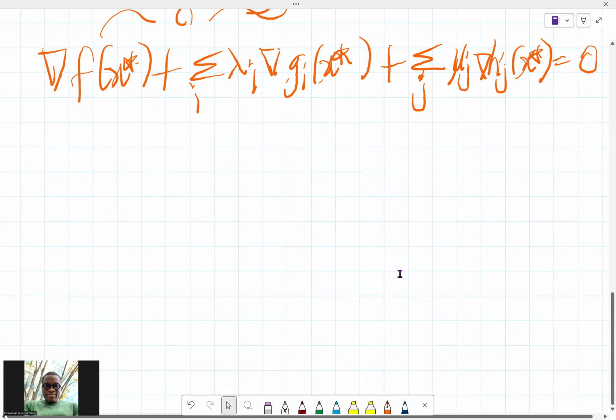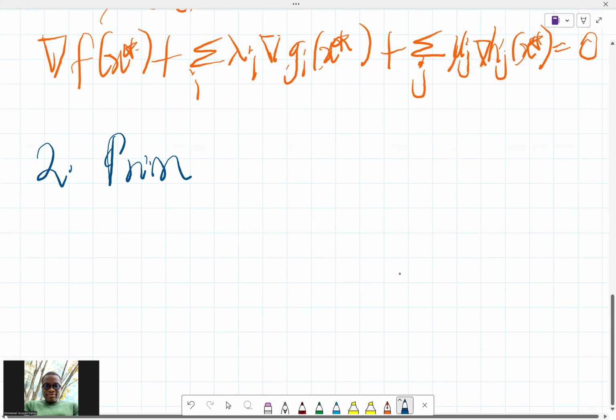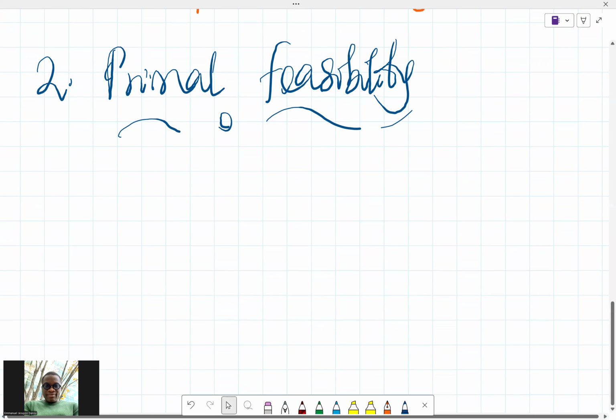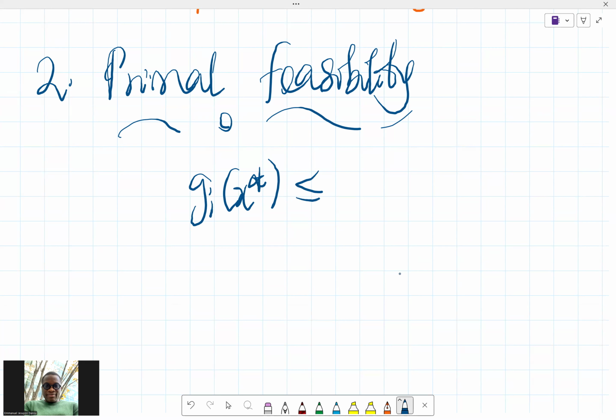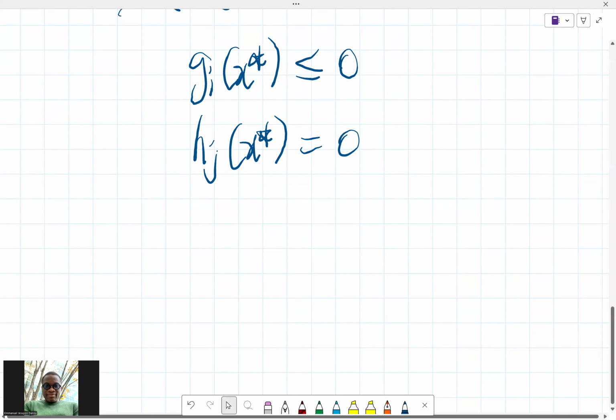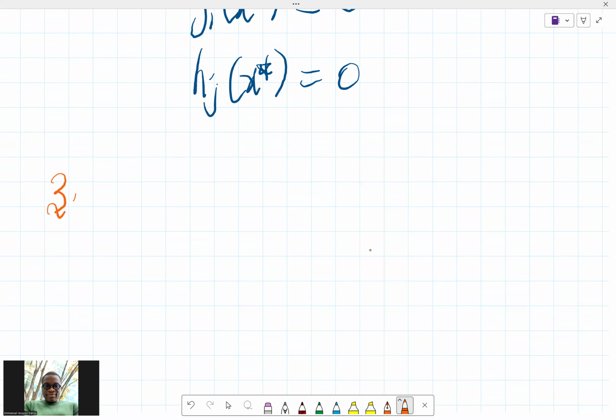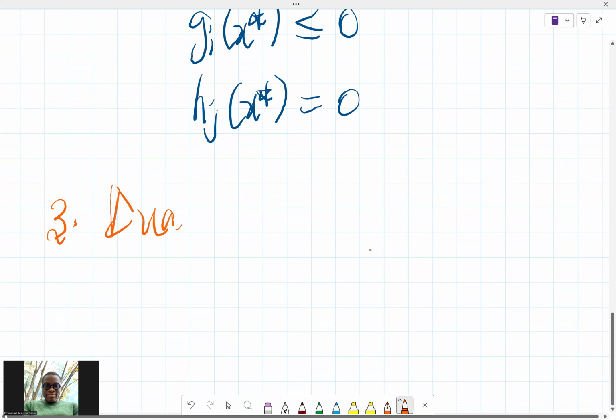And then we have the next one, which is the primal feasibility. The primal feasibility simply tells us that the inequality constraints evaluated at x star, which is the optimal point, are less than or equal to 0, and the equality constraints evaluated at x star are always 0. And then we go to the dual feasibility. Under linear programming, we talked a lot about primals and duals. We can transform a maximization primal into a minimization dual, or a minimization primal into a maximization dual. So we have primal feasibility and then we have dual feasibility.